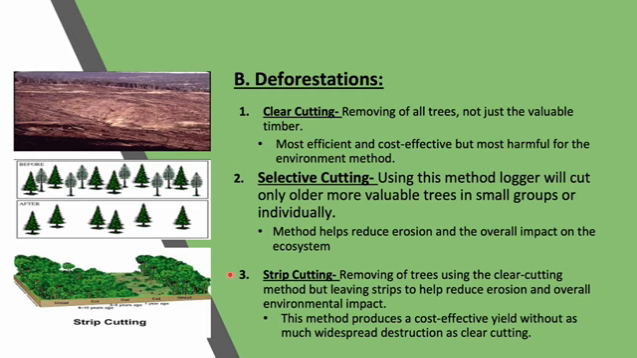And the third is called strip cutting. This is removing the trees using the clear cutting method, but leaving strips to help reduce erosion and overall environmental impact. So maybe clear cutting an area and leaving an area, and then clear cutting an area and leaving an area. This method produces a cost-effective yield without as much widespread destruction as clear cutting.